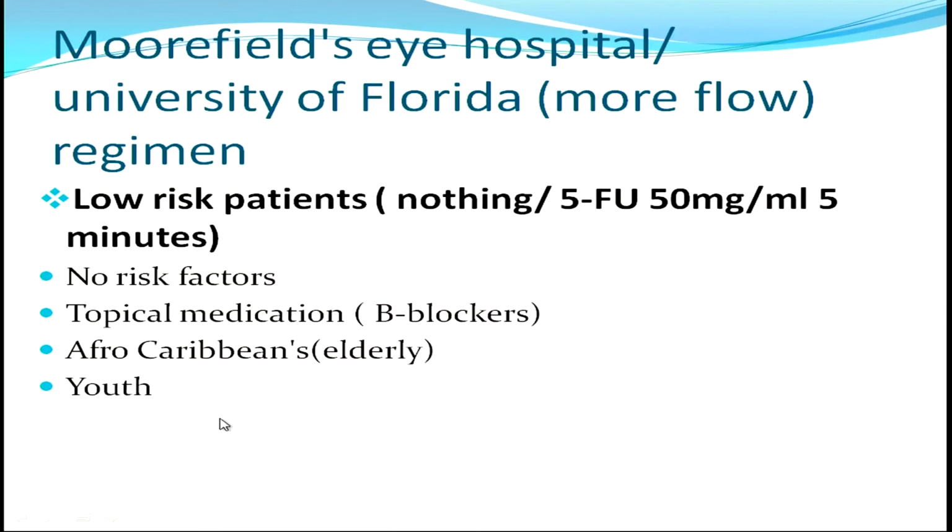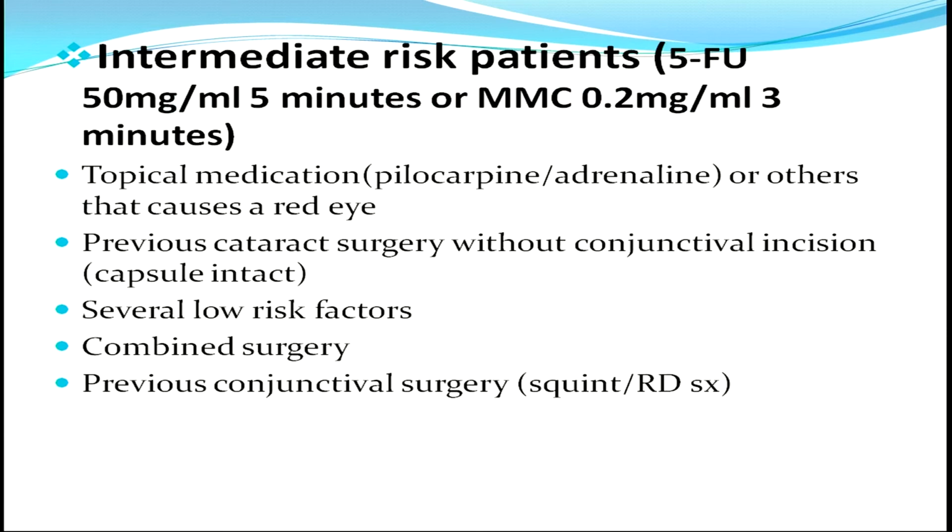Moorfields Eye Hospital has given us criteria for which antimetabolites to use and how to use them. Patients with low risk factors require no antimetabolites, or you can use 5-fluorouracil 50 milligram per ml for 5 minutes. For intermediate risk patients, we can use 5-fluorouracil 50 milligram per ml for 5 minutes, or mitomycin C 0.2 mg per ml for 3 minutes. These are patients on topical medication such as pilocarpine and adrenaline, previous cataract surgery without conjunctival incision, several low risk factors, patients with combined surgery and previous conjunctival surgery.